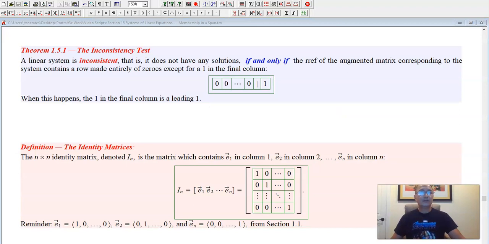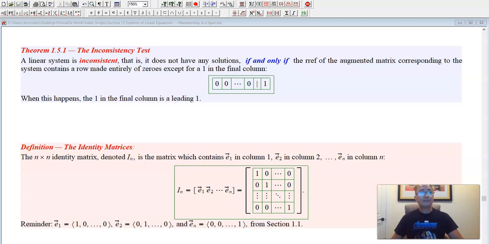So there are a couple of things I want to generalize from these 2 examples. The first example was a demonstration of what we call the inconsistency test. A linear system is inconsistent, which means it does not have any solutions, if and only if the REF of the augmented matrix, which represents that system, contains a row made entirely of zeros except for a 1 in the final column. And when that happens, that 1 in the final column is actually a leading 1.